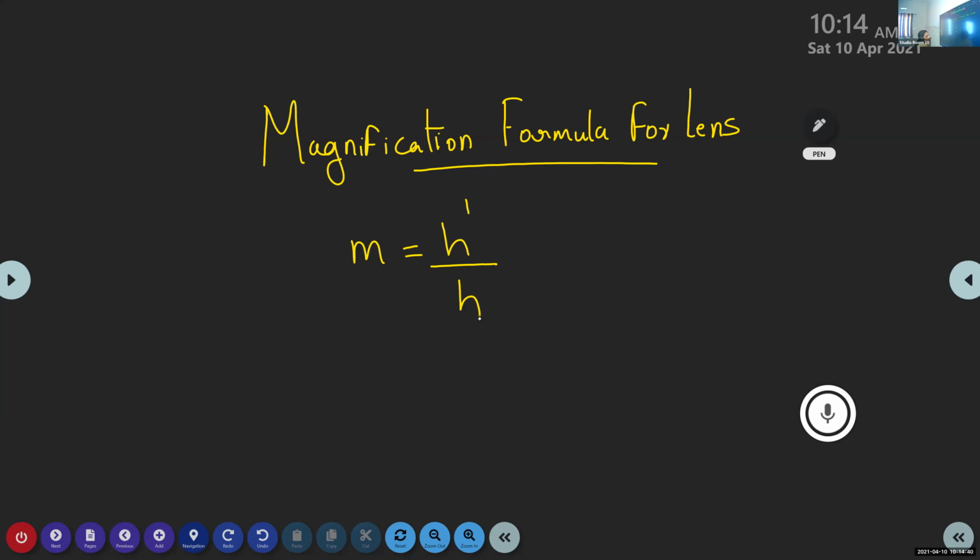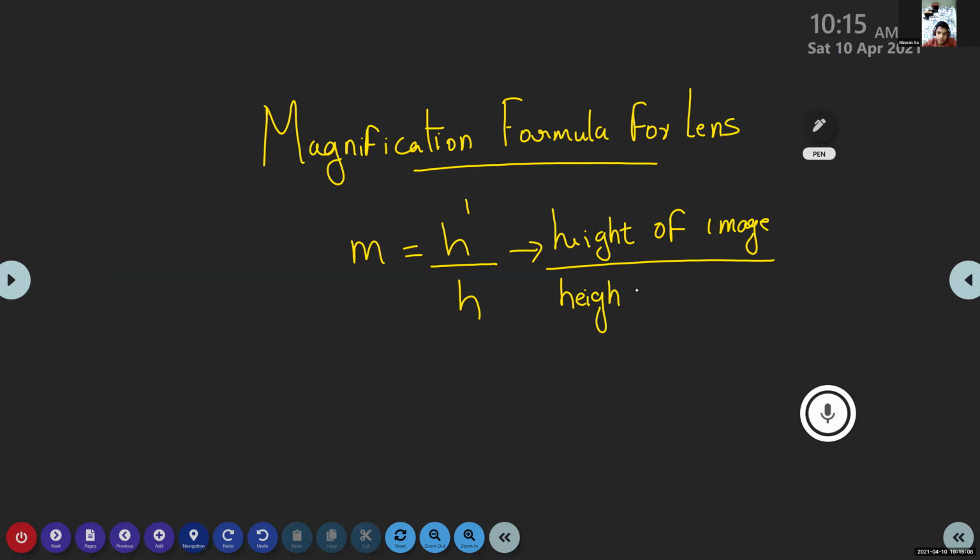Here also we have one formula for magnification which is the same: h dash by h. What is h dash? Aditya, can you help me to write what you mean by h dash? Yes, it is the height of the image. Height of the image divided by h, which is the height of the object. Yes, very good. Height of object.